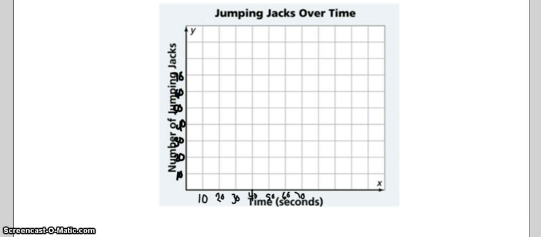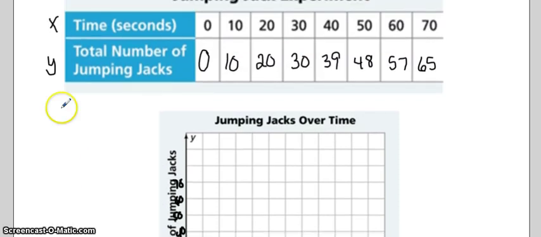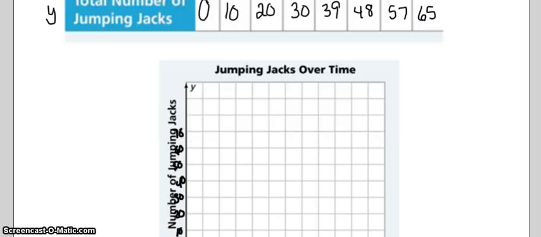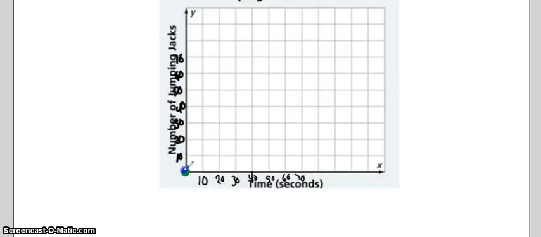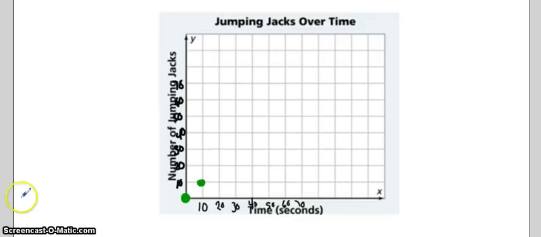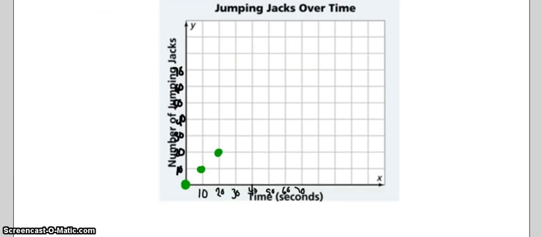All right, and now we're going to plot some points. We're going to do just like we were plotting ordered pairs, the x number and the y number. Going to make these stand out a little bit more. All right, maybe not that much more. Our first ordered pair is at 0, 0, so at 0, 0, a nice big green dot right there. And then we had 10 and 10. And then we had 20, 20. And then we had 30, 30.